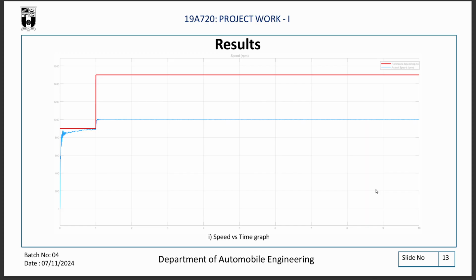In the speed versus time graph, the speed initially rises above 800 rpm in 0.5 seconds, then it increases to 1000 rpm, then it stabilizes after 1 second. The reference speed is about 950 rpm, and then shifts to 1500 rpm.